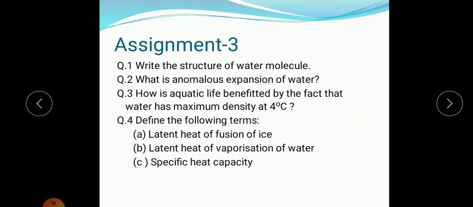Today's assignment number 3. Question number 1, write the structure of water molecule. Number 2, what is anomalous expansion of water? Question number 3, how is aquatic life benefited by the fact that water has maximum density at 4 degrees Celsius? And question number 4 is, define the following terms: latent heat of fusion of ice, latent heat of evaporation of water, and specific heat capacity. So complete this assignment and send it in my mail.